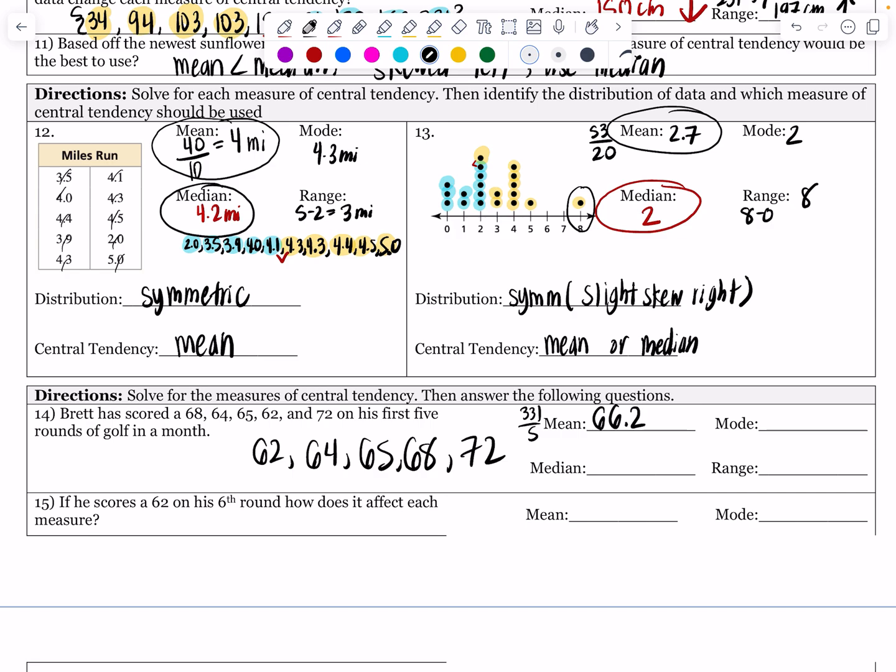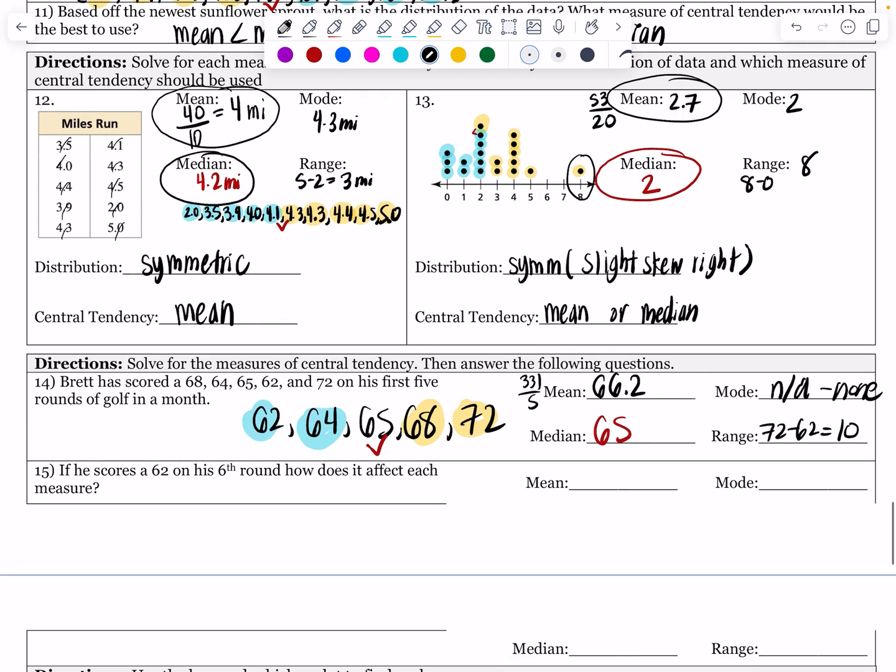Our median is going to be 65 because we've got the 2 higher scores he got and the 2 impressive lower scores. His median was the 65. And then his mode, which one occurred most often, he doesn't have a mode, so that's not going to be applicable. So not applicable or none. And then what is his range? It's going to be 72 minus 62, so he has a range of 10.